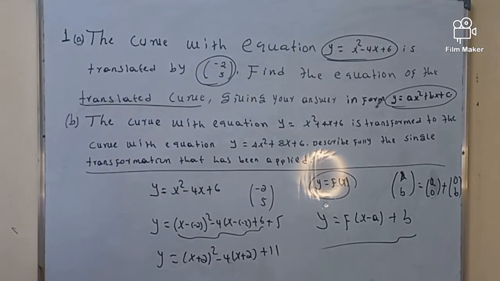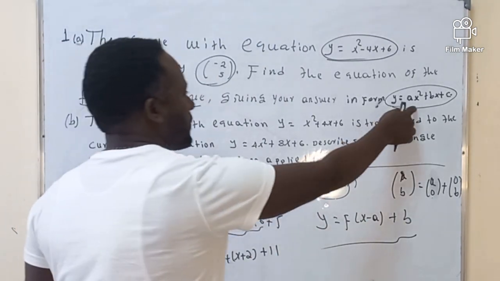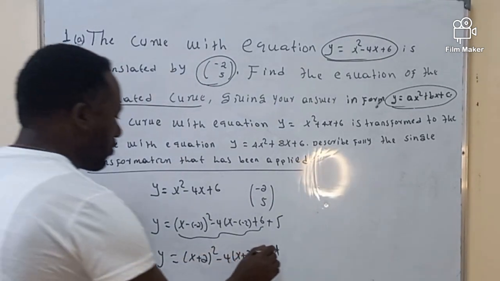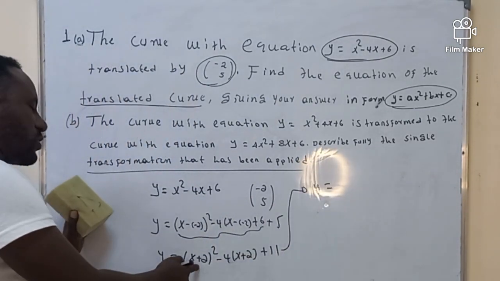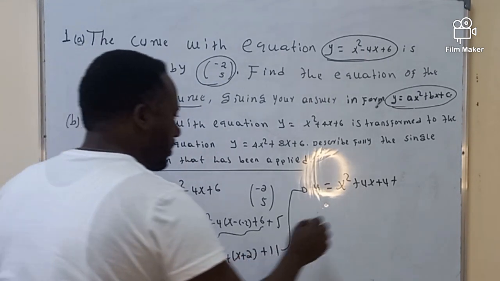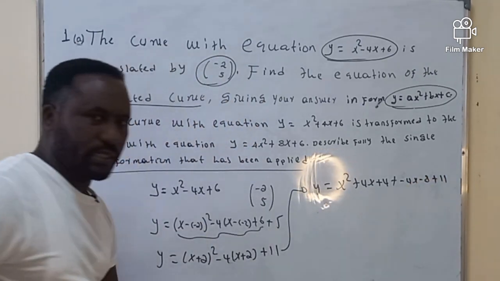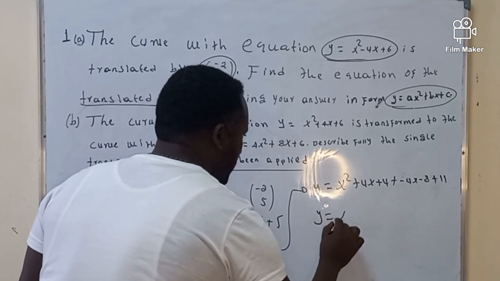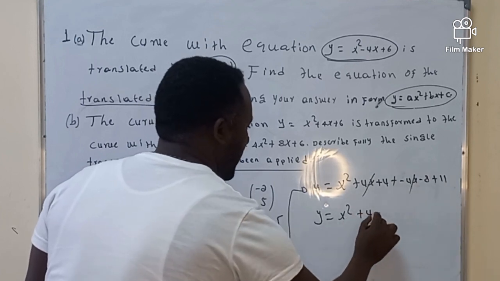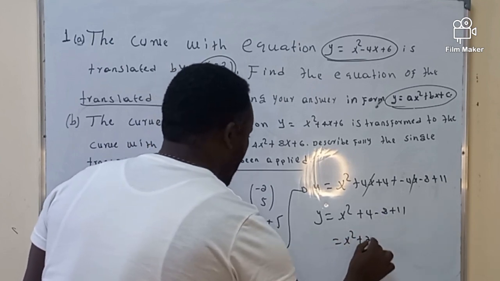Now this is the image of this function under the translation vector. But our answer should be reduced to this form, so we need to reduce this problem. This will be written as y equals (x plus 2) the whole square, which is x square plus 4x plus 4, minus 4x, then minus 8, plus 11. So y equals x square, the 4x cancels with the minus 4x, and we have minus 8 plus 11, which is x square plus 7. So this is the image.